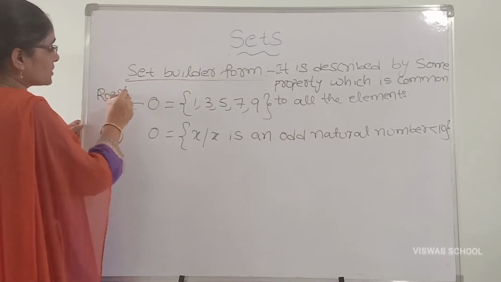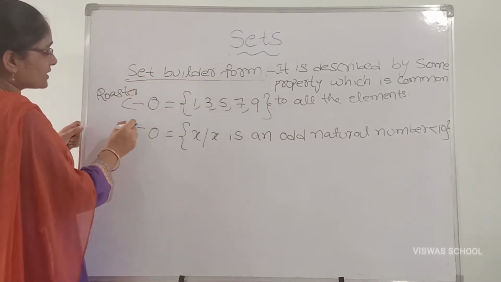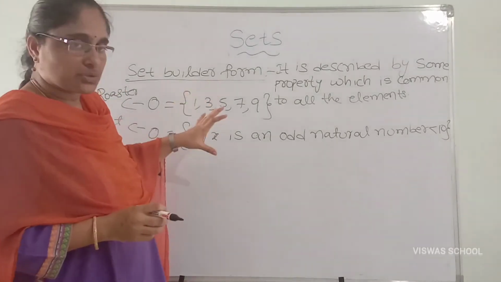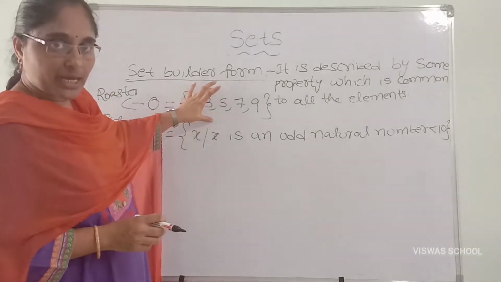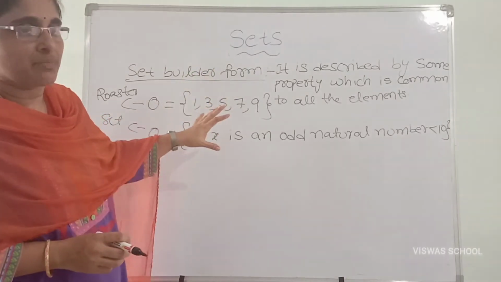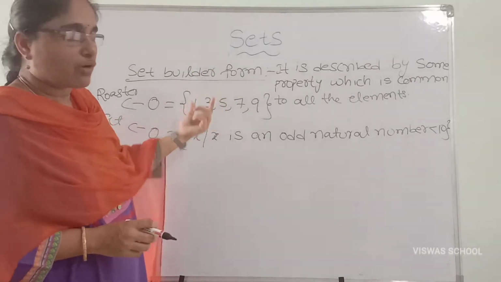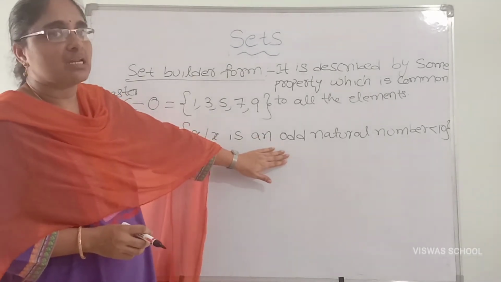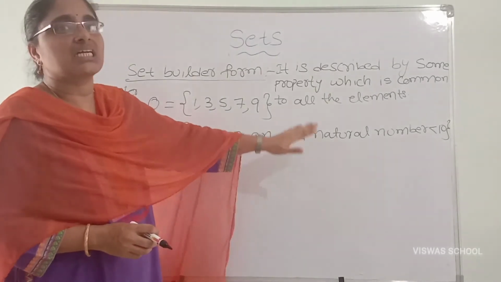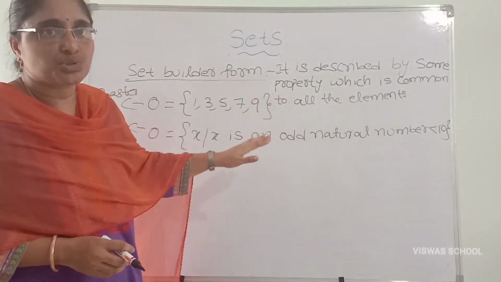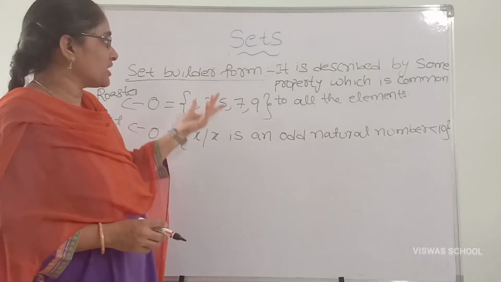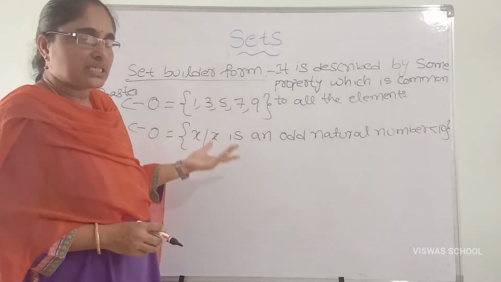This is roster form. And this is set builder form. The difference between these two is, in the roster form we are writing the elements directly. And in set builder form we are not writing the elements. Here we are writing only the common property belonging to the elements. This is the difference between roster form and set builder form.